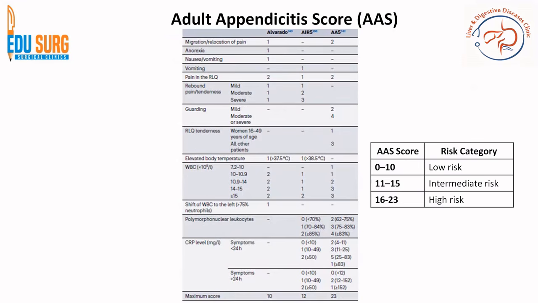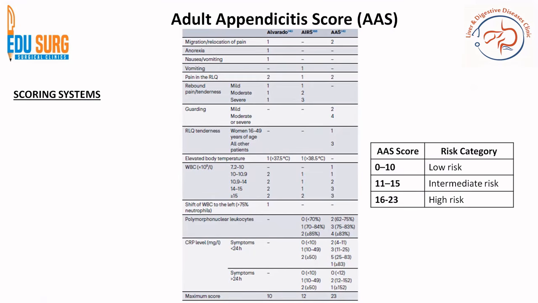Now, one more scoring system, that is the adult appendicitis score. Again, what is different is they are grading guarding and tenderness. That is something that is graded differently. WBC counts and CRP are also graded differently. And that is what gives you the AAS score. The highest is 23. Remember that 16 to 23 is high risk and 0 to 10 is low risk.